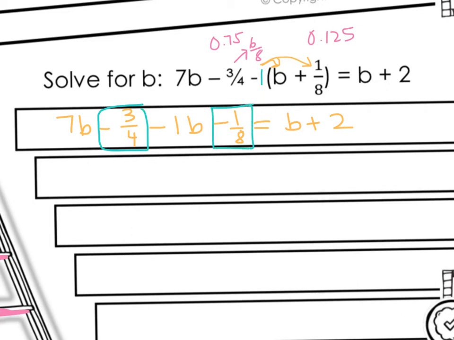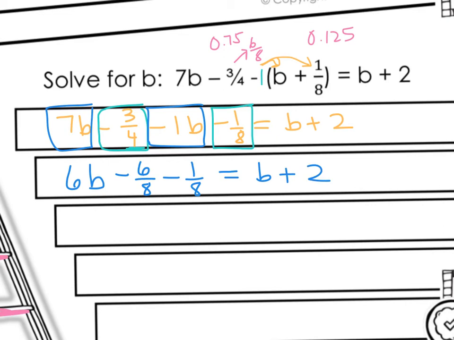So here, I would have to have a common denominator to do a -3/4 minus 1/8. And I also have to combine like terms here, 6b and 1b, or 7b minus 1b. So that's 6b. And then if I make these have a common denominator, let's see what happens here. Okay, so now it's easier with a common denominator. 6b, this is -7/8 equals b plus 2.